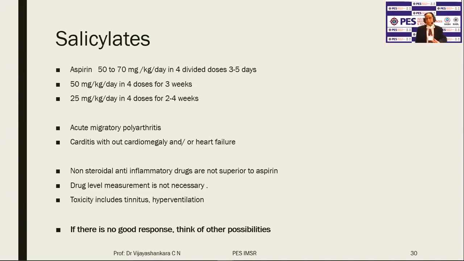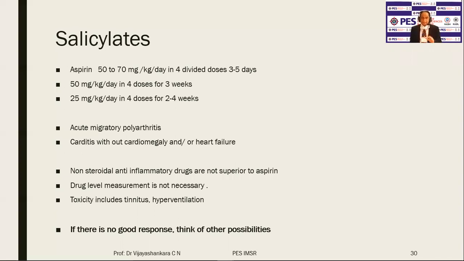Salicylates, this is the most important part of the treatment. Salicylates are the backbone of management of acute rheumatic fever. The aspirin is the main drug, 50 to 70 milligram per kg per day in 4 divided doses for 3 to 5 days. By that time, all the acute inflammation would have come down. After the 5th day, you decrease it to 50 milligram per kg per day in 4 doses. Give it for 3 weeks.